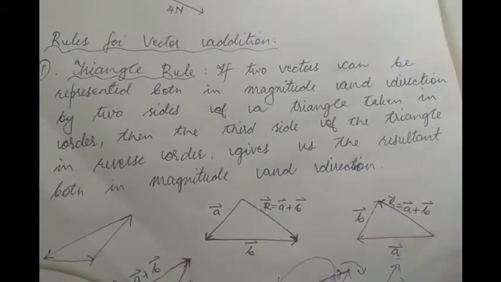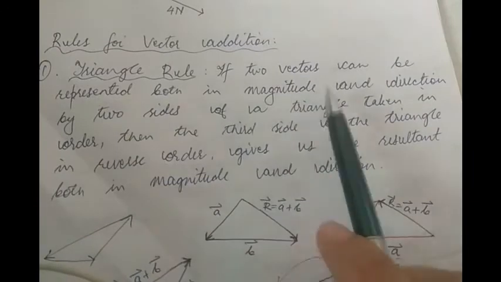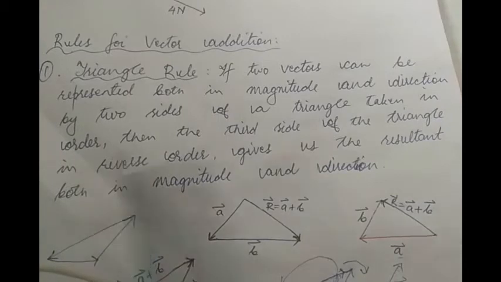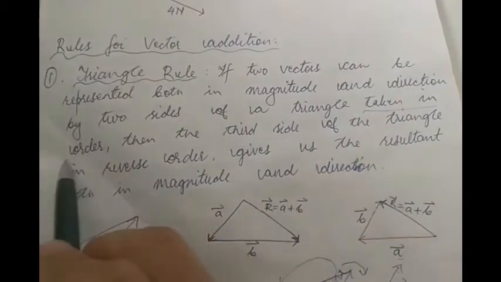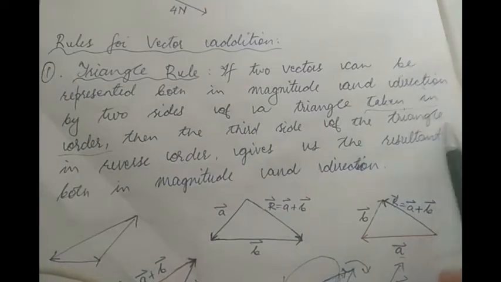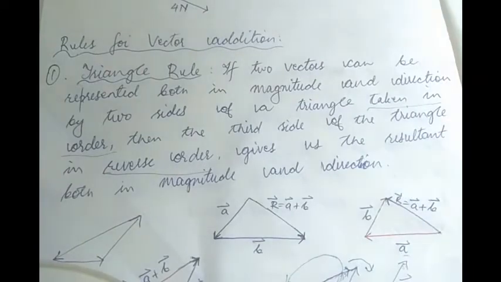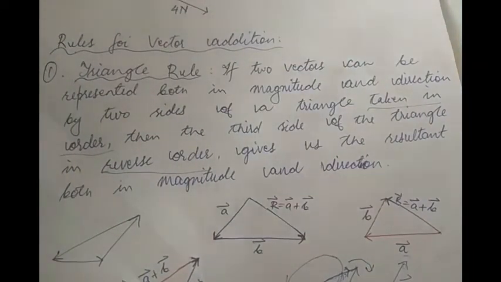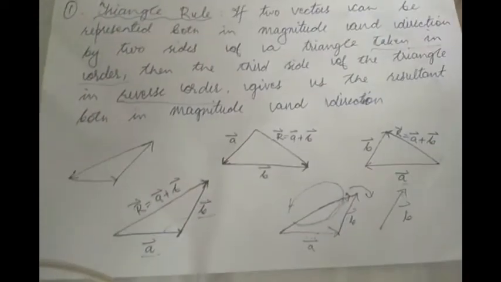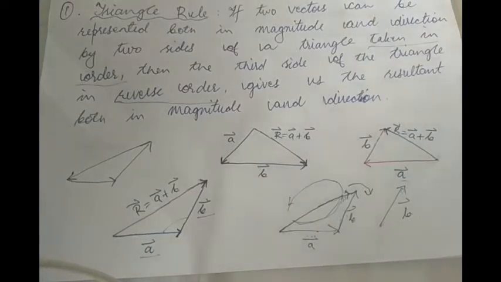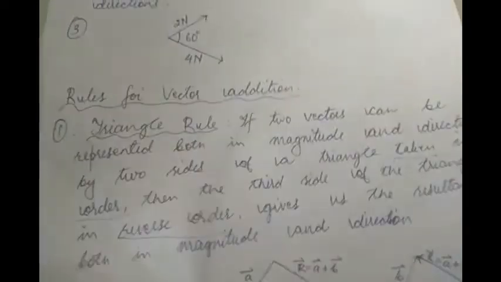Let me again show you the statement. If two vectors can be represented both in magnitude and direction by two sides of a triangle taken in order, don't forget this, it is very, very important to understand what taken in order means. Then the third side of the triangle in reverse order, keywords these are, gives us the resultant both in magnitude and direction. I hope you have understood the explanation for the statement. From the next video onwards, we'll look at the calculations. Like I told you in the very first video, we have to do a lot of calculations, mathematics. So prepare yourselves for that. Today I'm only explaining the statement.